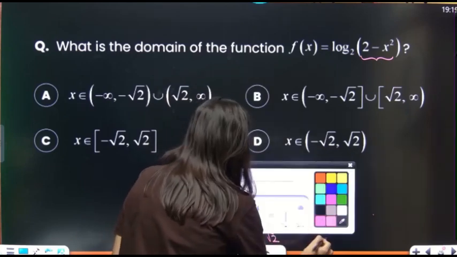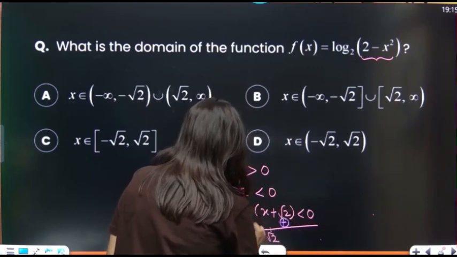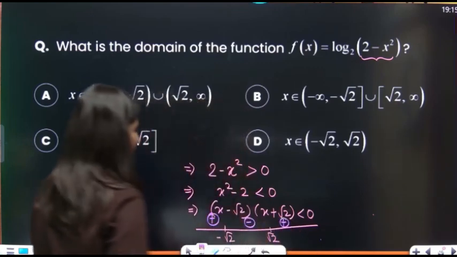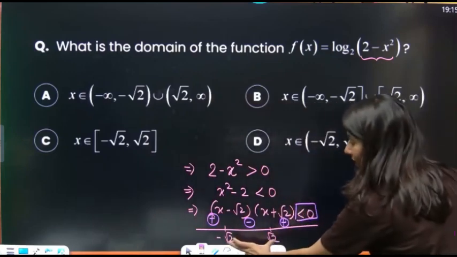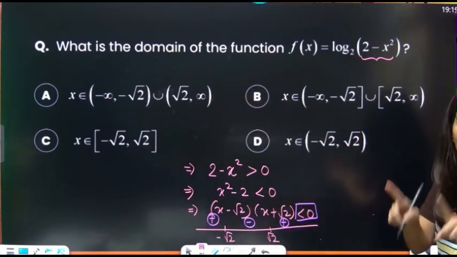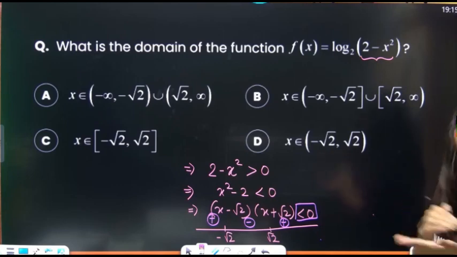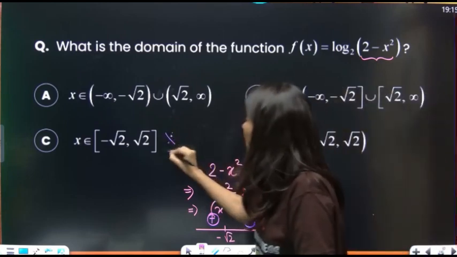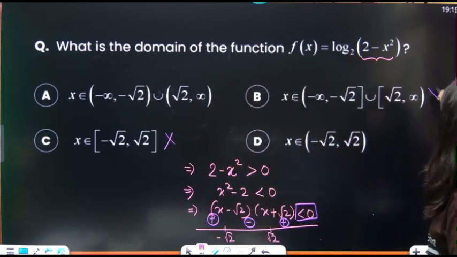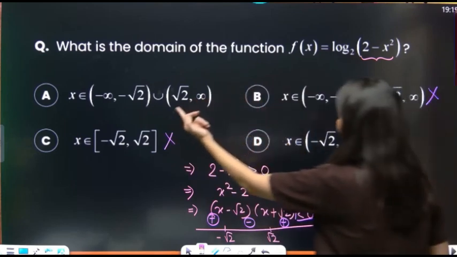Okay. This is positive, negative, positive. You are looking for negative this time, less than 0. That means this particular interval, and the inequality is there. Equal is not there, so no need for a closed bracket. Closed bracket rejected. Either A or D.